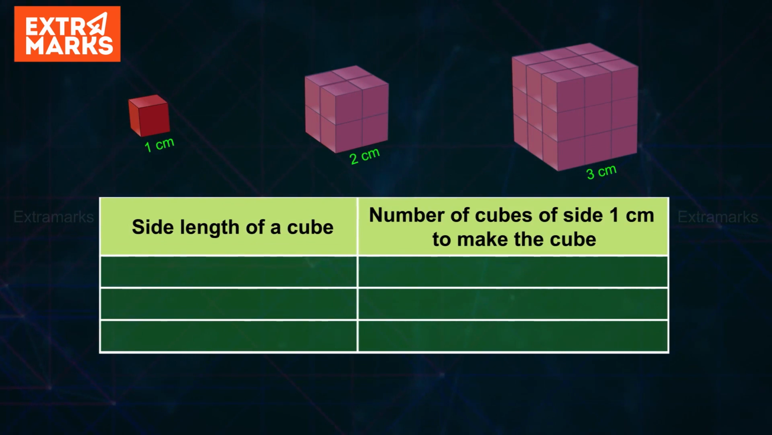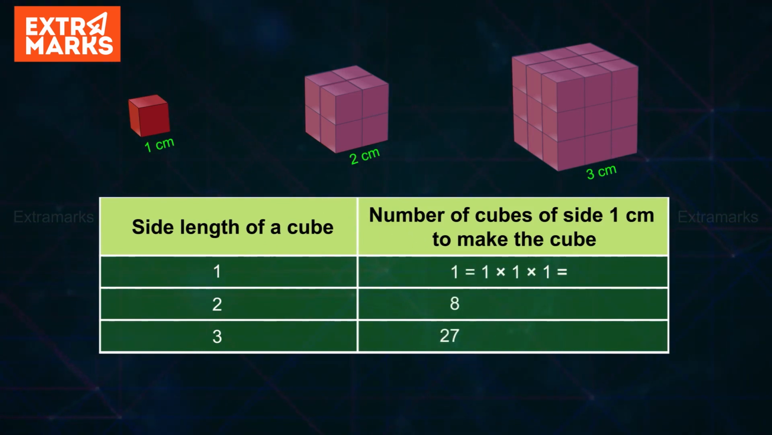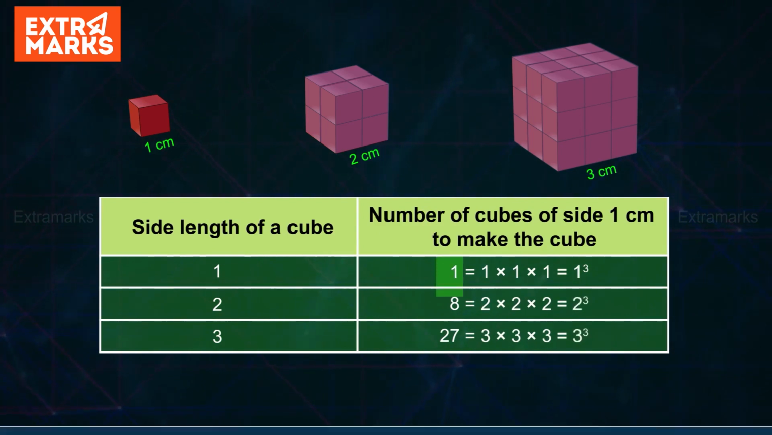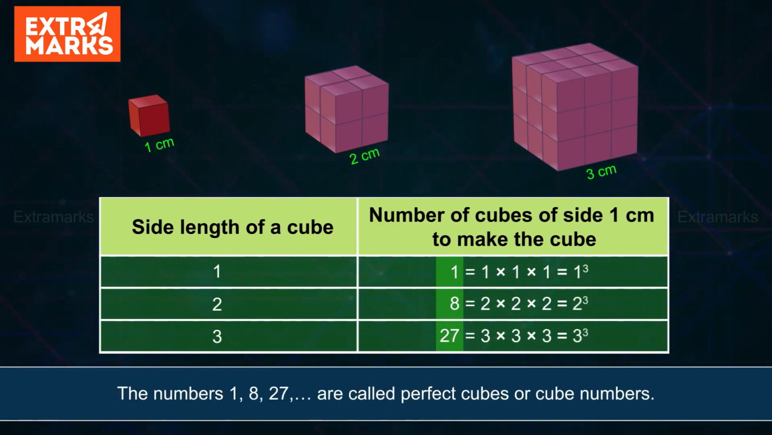Do you see a relation between the side length of a cube and the number of cubes of side 1 cm that it can have? We notice that the number of cubes of side 1 cm to make a cube is obtained when the side length of the bigger cube is multiplied by taking it 3 times. The numbers 1, 8, 27 and so on are called perfect cubes or cube numbers because they are obtained when a number is multiplied by taking it 3 times.